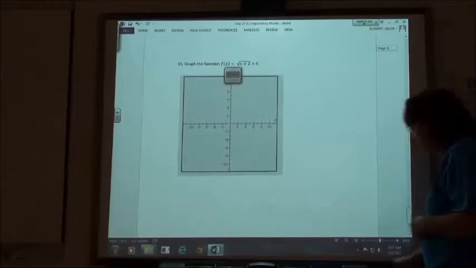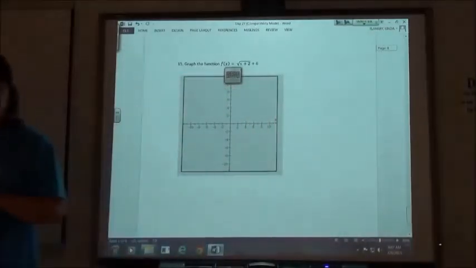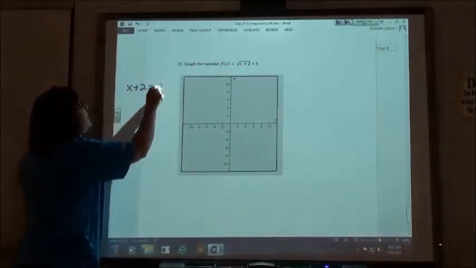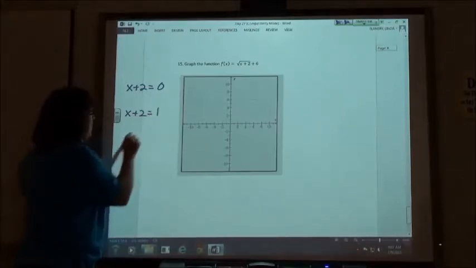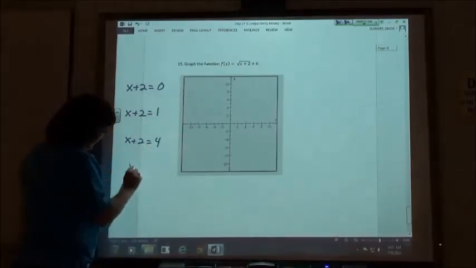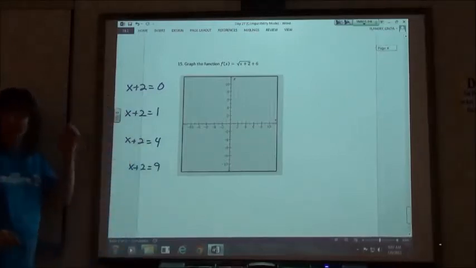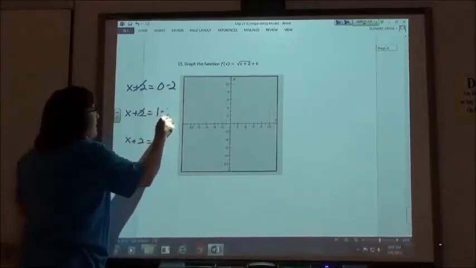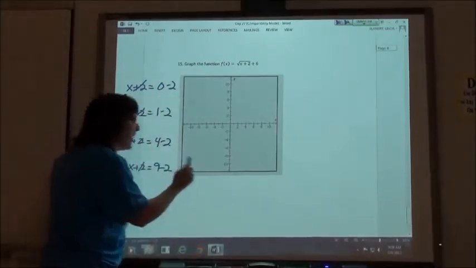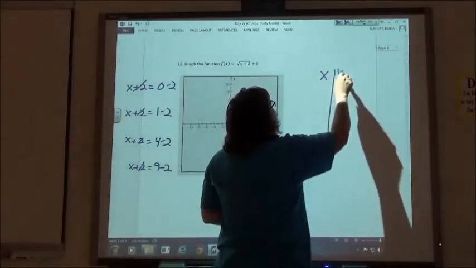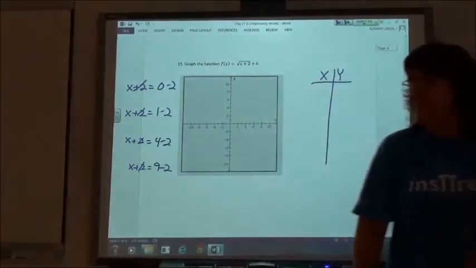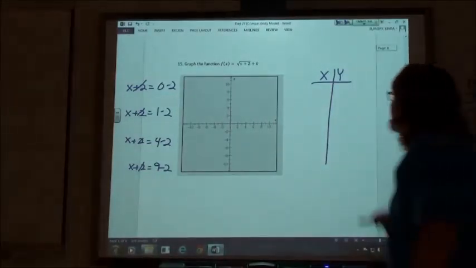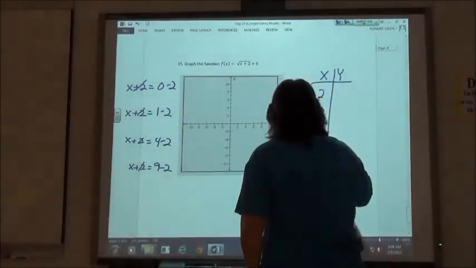And 15 must be the last one here. Again, we're doing a square root function. We want to take the part that's under the square root, x plus 2, set it equal to 0, to 1, to 4, and to 9, so that we end up with values that work out nicely. So we're going to subtract 2 on all of these. And so in our table, we would use what 4 values for x? Negative 2, negative 1, 2, and 7.